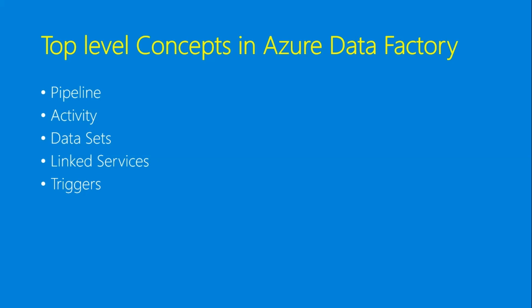Like if you want to retrieve the data from employee, select star from employee. That is a kind of data set. Linked service is nothing but a connection manager, wherein it will contain your server, database, username, password.